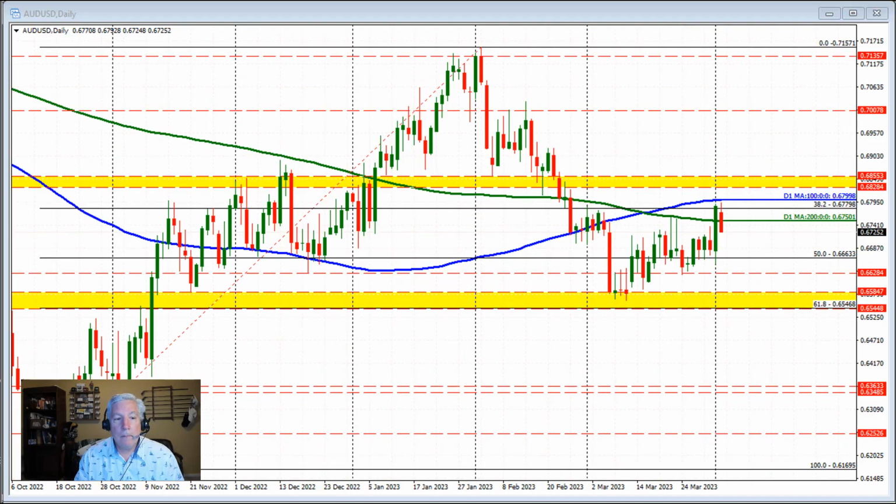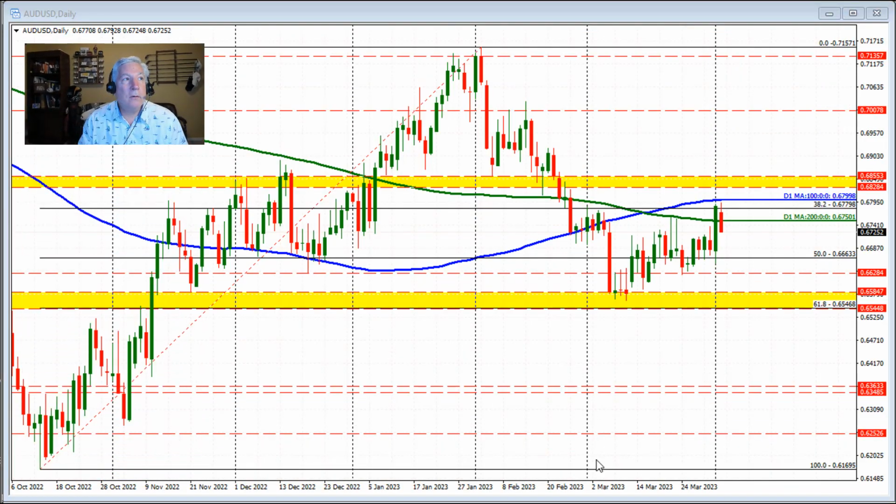Finally, let's take a look at the Aussie versus US dollar. The Reserve Bank of Australia did keep rates unchanged at 3.6% overnight. That was as expected, but they did keep the door open for further tightenings if the credit banking things start to settle down and inflation remains high, things like that. So we did see the Aussie versus US dollar move to the downside here.